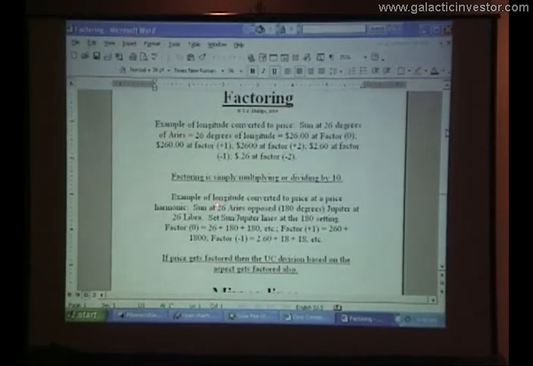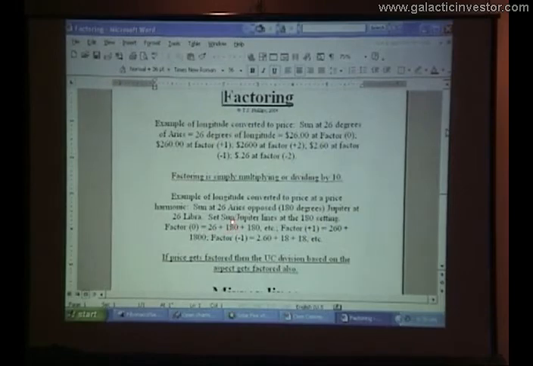Now, an example of longitude converted to price at a price harmonic. The Sun at 26 degrees Aries opposed 180 degrees Jupiter at 26 Libra. You'd be setting up your planetary lines at the 180 setting. At factor 0, it's 26 plus 180. Factor 1 or plus 1, it's 260 plus 1800. At minus 2, it's $2.60 plus 18. So if the price gets factored, then the universal clock division based on the aspect gets factored. Does everybody understand that?